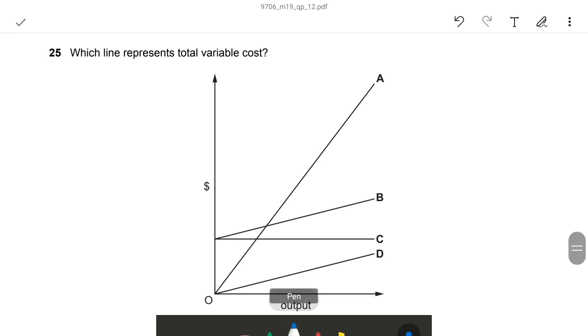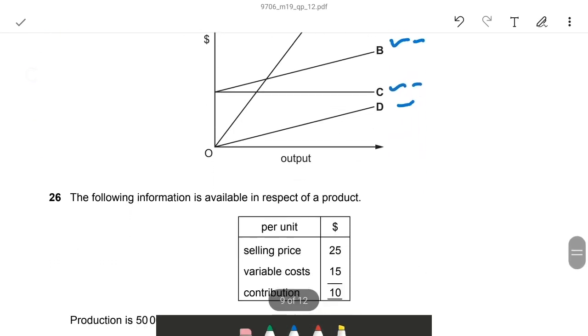Next, question number 25. Which line represents the total variable cost? Here A, B, C, D. C is the fixed cost. Then B is the total cost. A is the sales. Then D is the variable cost. So the correct answer is D.